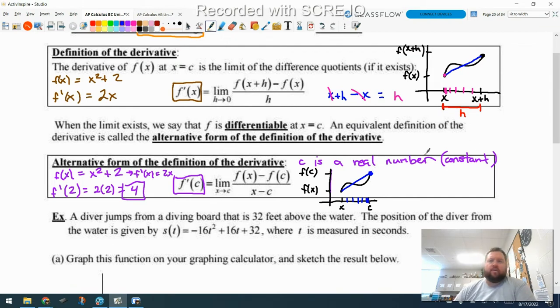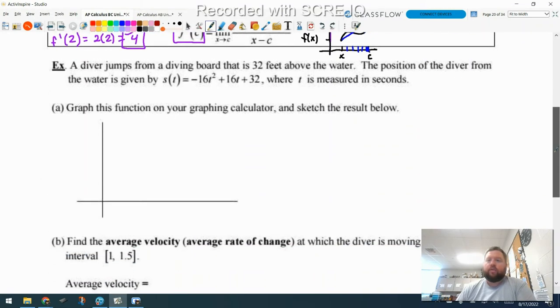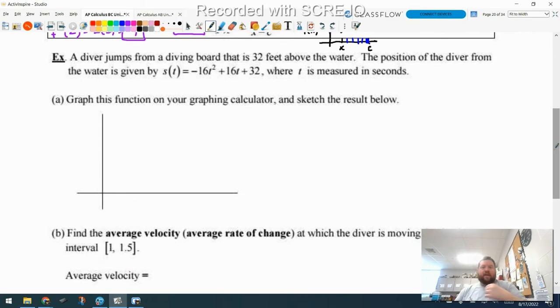All right, let's put all of these words into practice and do a problem. A diver jumps from a diving board that is 32 feet above the water. The position of the diver from the water is given by this function, where t is measured in seconds. Graph this on your graphing calculator and sketch the result below.